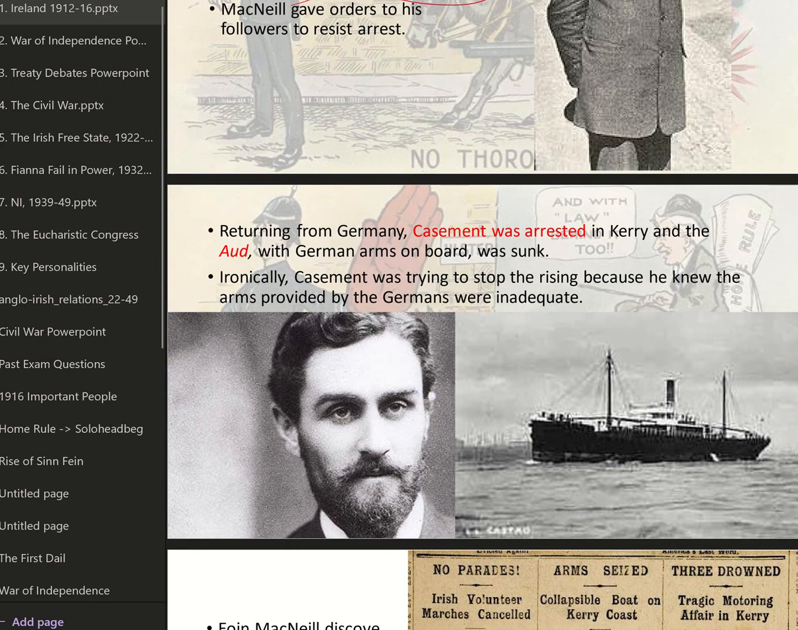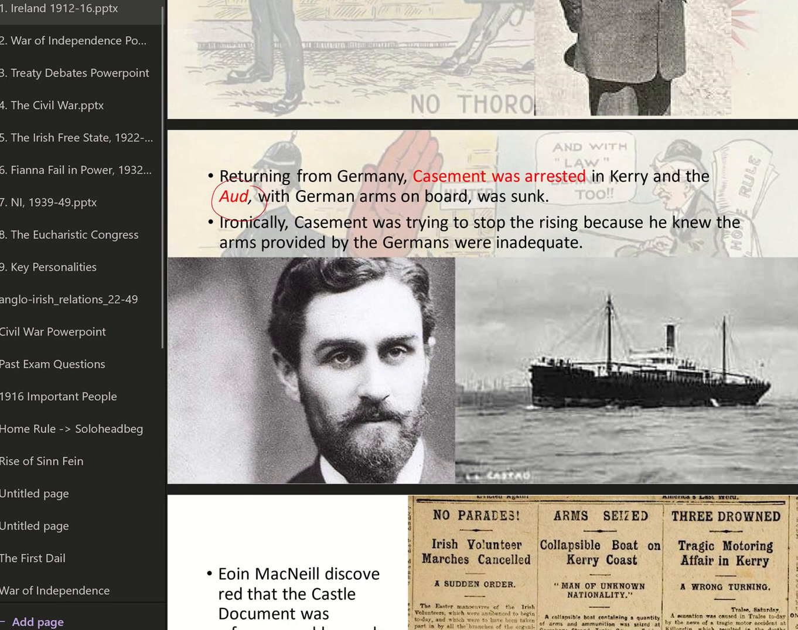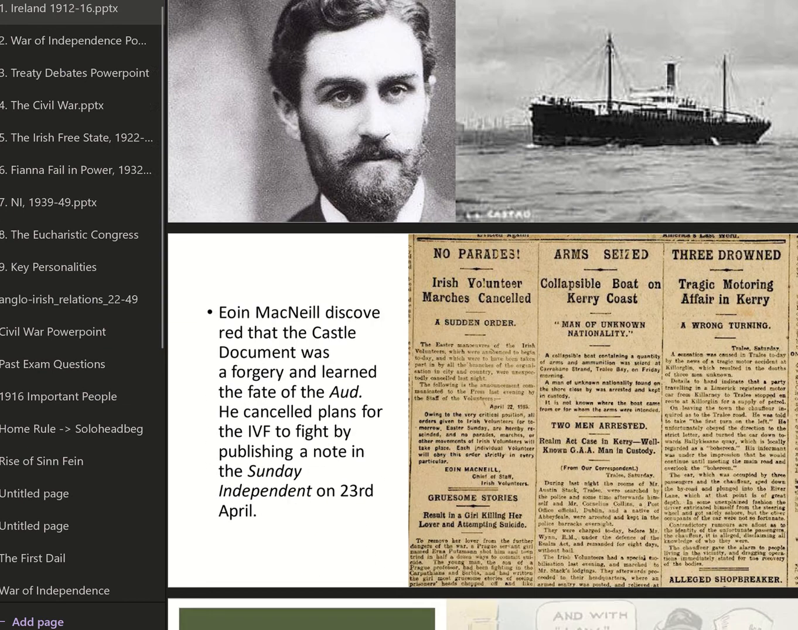Returning from Germany, Casement was arrested just off the coast of Kerry, and his ship, called the Aud, with all of the German guns on board, was scuttled. It was sunk. And this was a disaster for the Irish, because we had a very, very severe shortage of weapons, and now the weapons we had coming to us were at the bottom of the Atlantic Ocean. But ironically, Casement was actually trying to stop the Rising at this time, because he knew the arms he got from Germany were inadequate. They would not be all that useful against the might of the British army. But obviously he never got back to Dublin to say that.